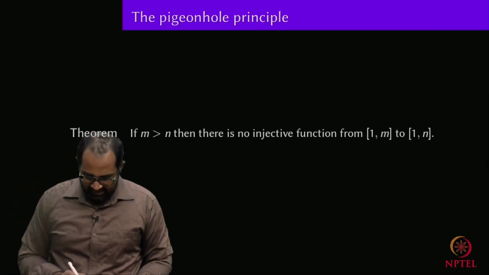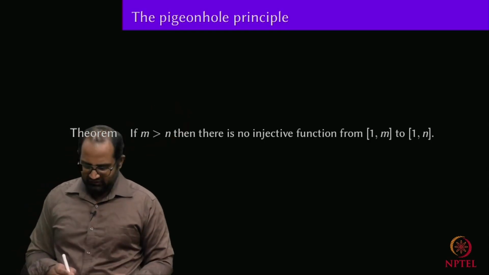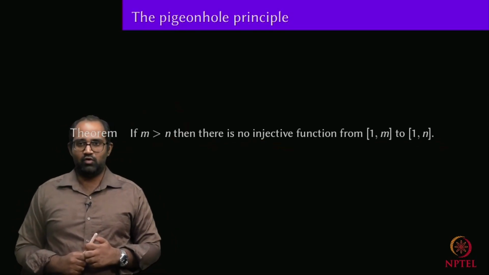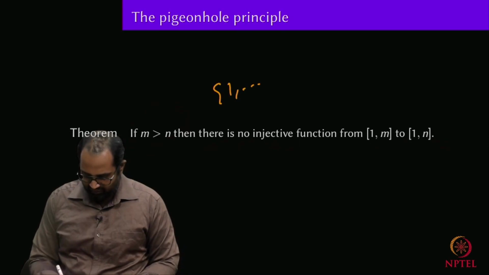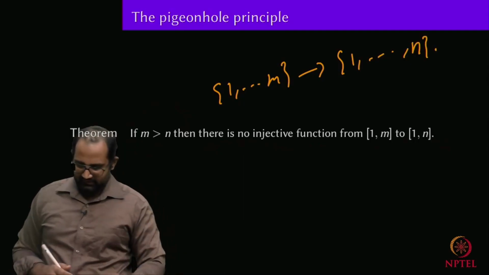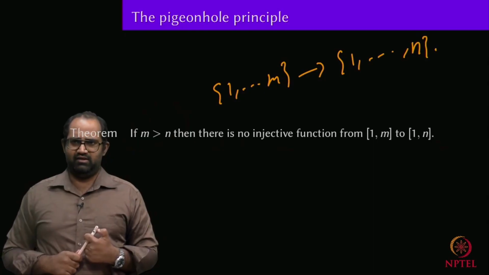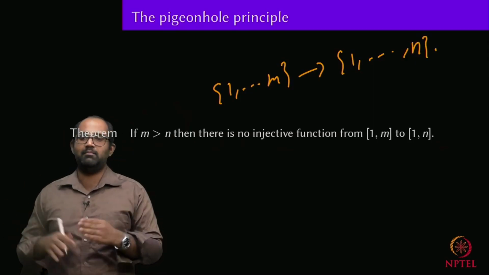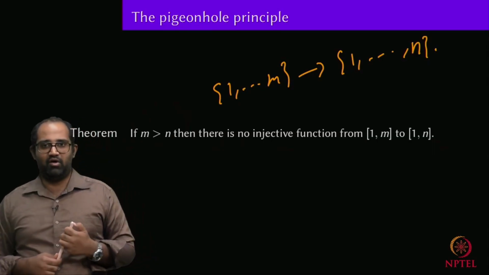This says that if m is greater than n, then there is no injective function from the initial segment 1 to m to 1 to n. That is, if m is greater than n, you can't find a bijection from 1 to m to 1 to n. This is again a fact that seems completely obvious. How is it possible to pair off one element in the initial segment 1 to m to one element in the initial segment 1 to n unless you double count? It's simply not possible.